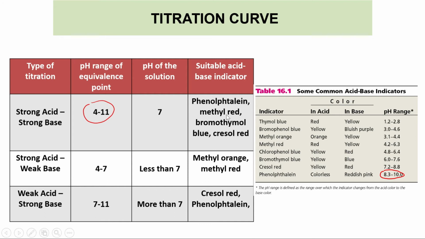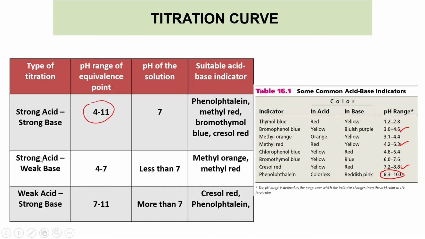So next we move on to methyl red. The pH range of methyl red is between 4.2 to 6.3. So it is also a suitable indicator. And then we have bromothymol blue. The pH range is from 3 to 4.6, also included in here. And then we have cresol red. Cresol red is between 7.2 to 8.8. So therefore, it is also a suitable indicator for the titration between a strong acid and a strong base.